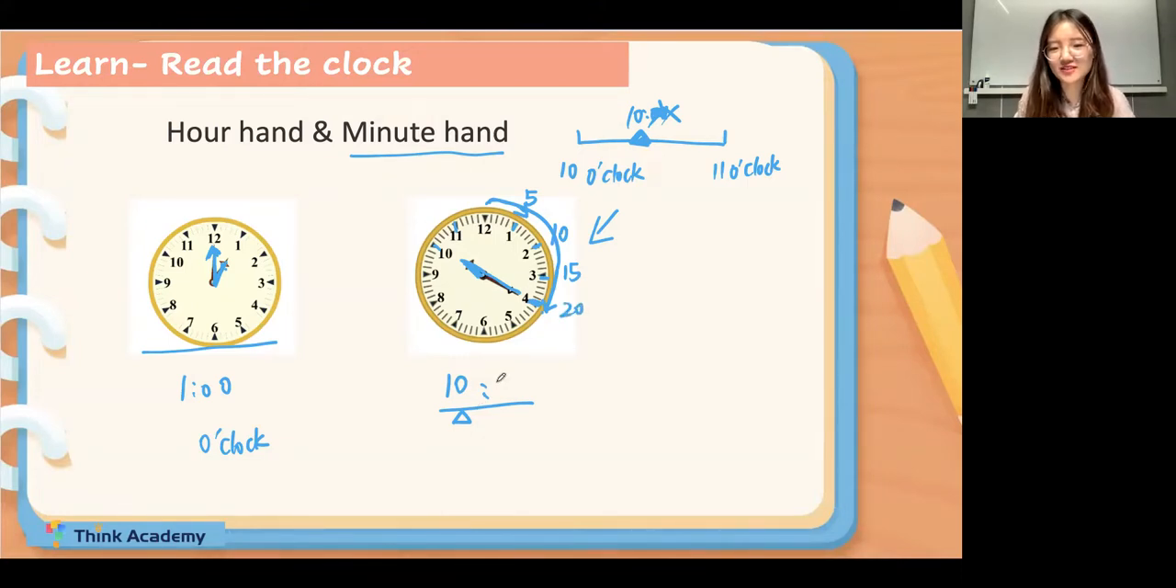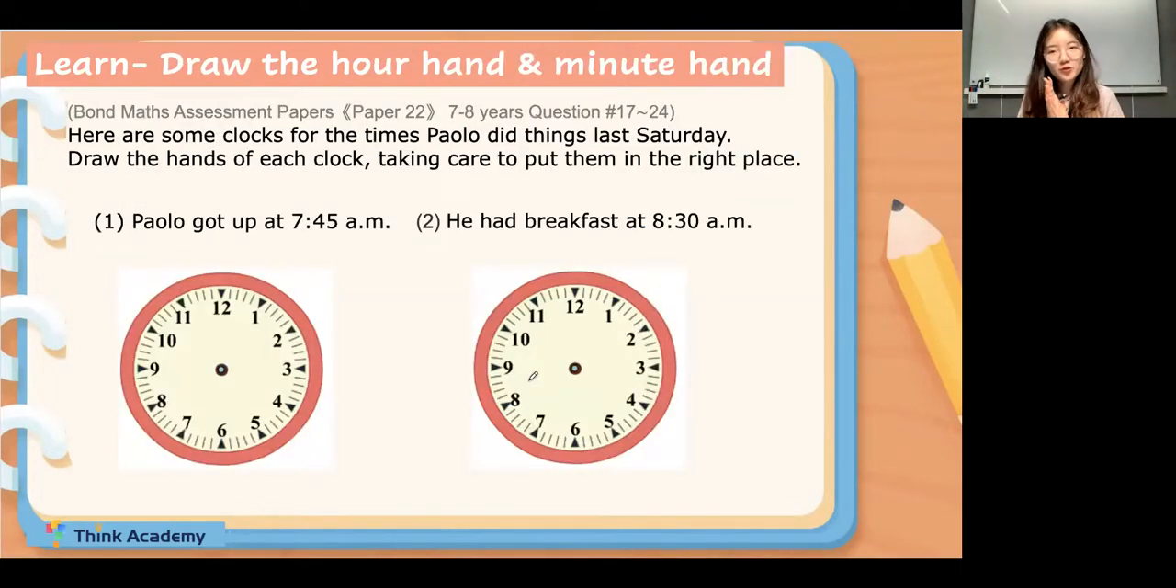Okay. So for this time, it will be 10:20. I mean 20 minutes past 10. Does it make sense? Can you type OK in the chat box? So for this time, it will be 10 and 20. Does it make sense? Okay, very well done. Okay, so now, what we will learn is to draw the hour hand and the minute hand in the clock.